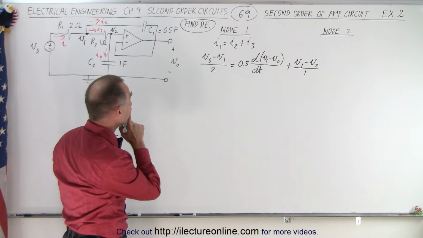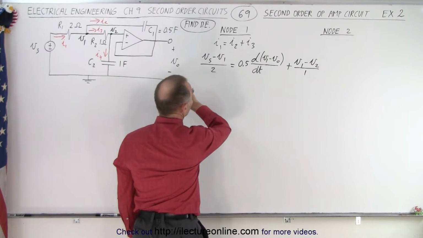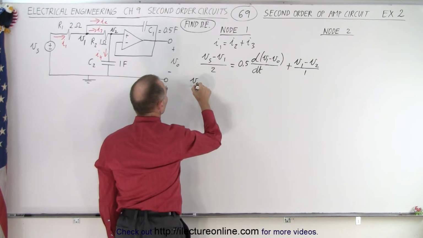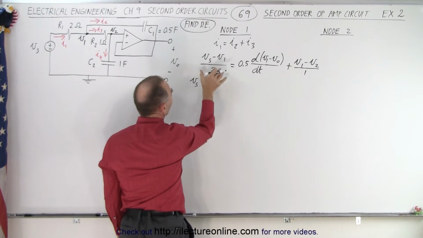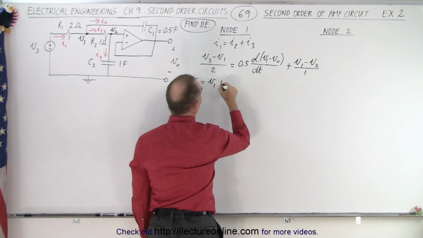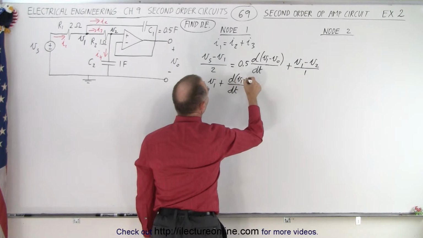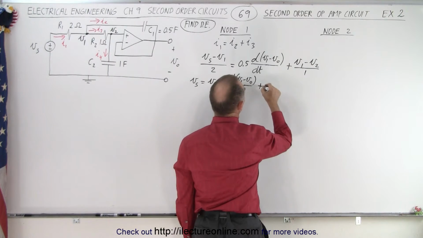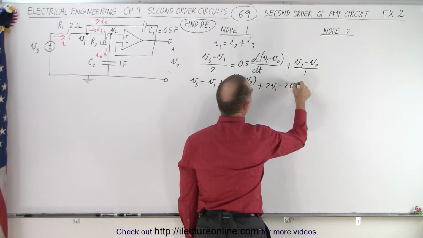So, what can we do here? Well, let's set up an equation for the source voltage. First of all, I'm going to multiply everything by 2 and solve for the source voltage. So we have V source equals, when we bring this across, it becomes a positive V1. We multiply the times 2, so that becomes V source minus V1. Then we multiply this by 2, so we get plus the derivative with respect to time of V1 minus VO. And plus, multiply this times 2, we get 2V1 minus 2V2.